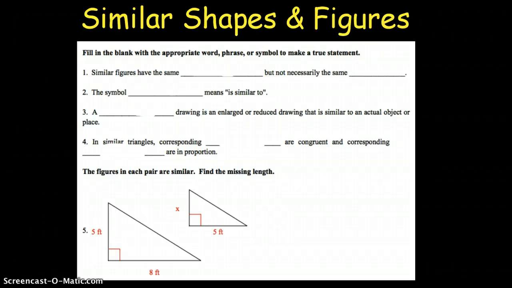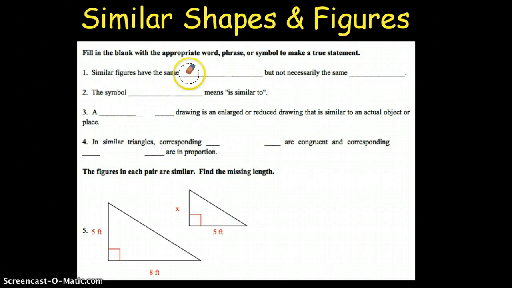Alright, this video is going to be over similar shapes and figures. So we're going to first take some notes and then we're going to apply it to one right triangle and another similar figure, or two similar figures. So fill in the blank with the appropriate word, phrase, or symbol to make a true statement.